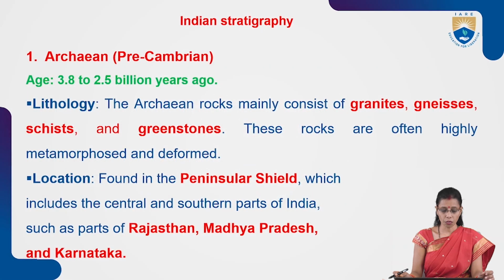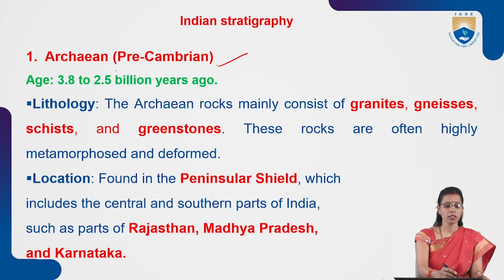subcontinent. Now, when we discuss the previous history, the types of rock found in the different areas, how old they are and in which age they were formed, the Indian stratigraphy is classified into different ages. First classification: we have the Archean or Precambrian age.